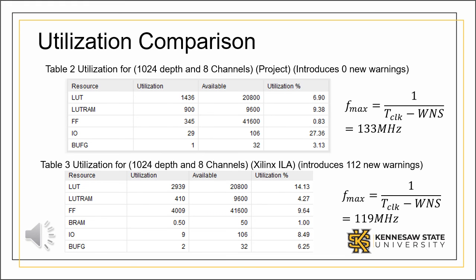Here's the utilization comparison between the project's logic analyzer and Xilinx internal logic analyzer IP. You can notice the Xilinx ILA uses about 1500 more lookup tables and 3700 more flip-flops. It uses the same amount of RAM if you factor in that it is using VRAM to take away from some of the lookup table RAM.